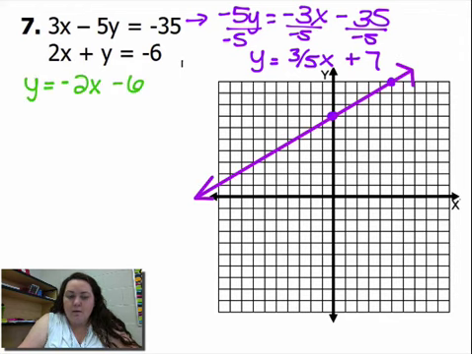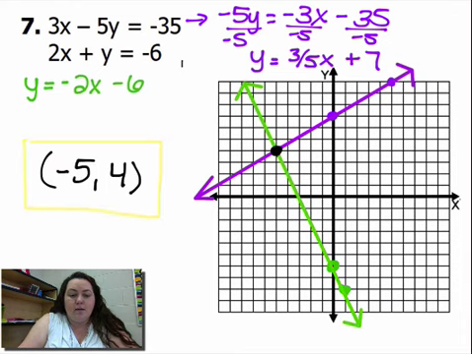The second one, I'm going to subtract 2x on both sides, so I get y equals negative 2x minus 6. So my y-intercept is negative 6. My slope, I'm going to go down 2 over 1. Draw my line. Look, the intersecting point is my solution, negative 5, 4.